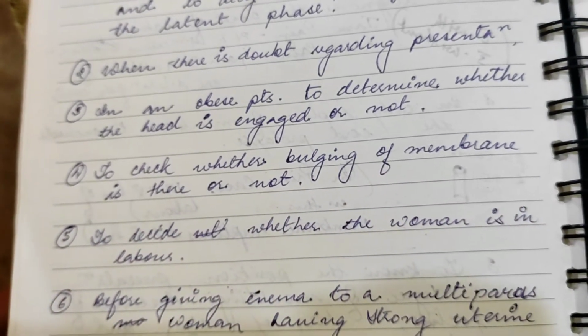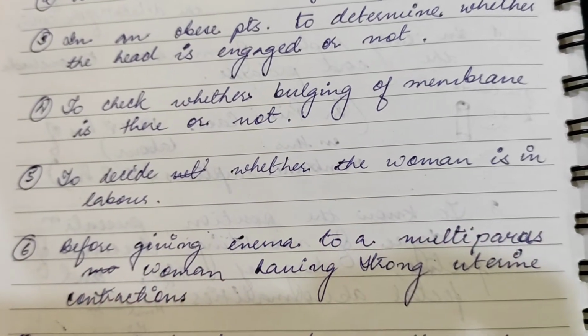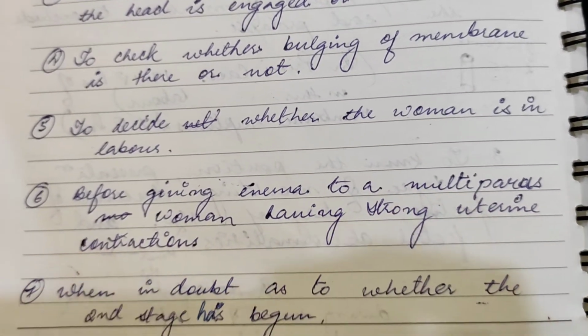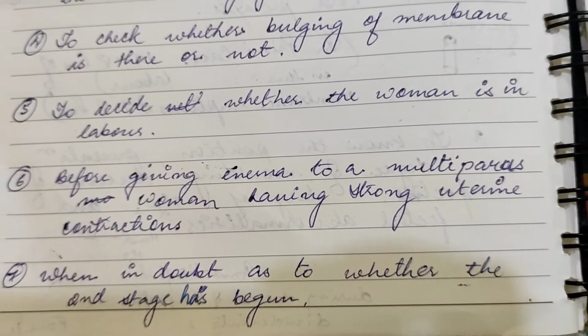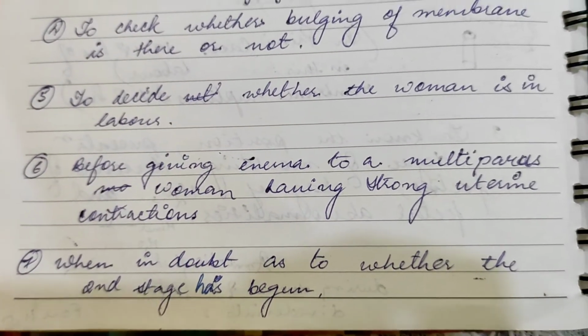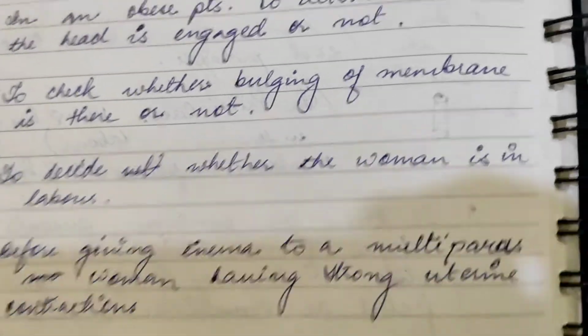Number 4, to check whether bulging of membrane is there or not. Number 5, to decide whether the woman is in labor. Number 6, before giving enema to a multiparous woman who is having strong uterine contraction. Number 7, when in doubt as to whether the second stage has begun.